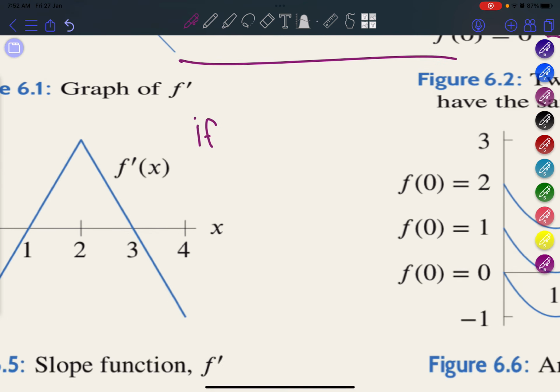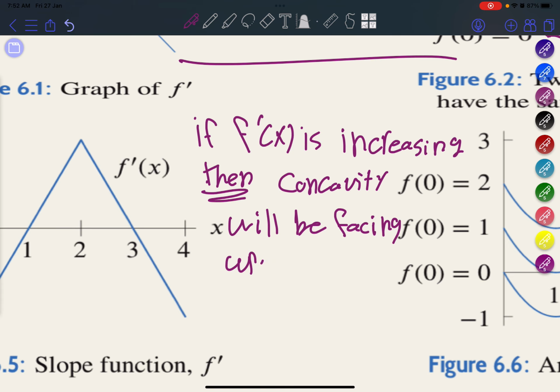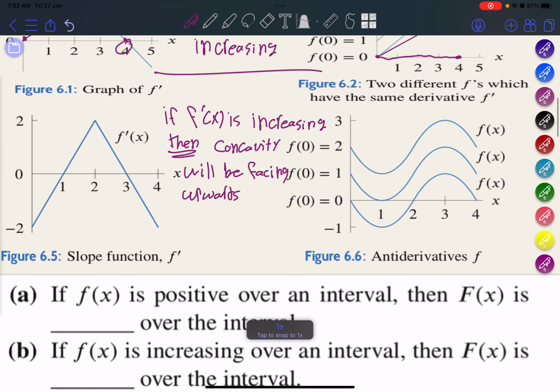So again, if-then language, if f prime of x is increasing, then, and this is our then, concavity will be up, or will be facing upwards. Okay, and vice versa, of course.